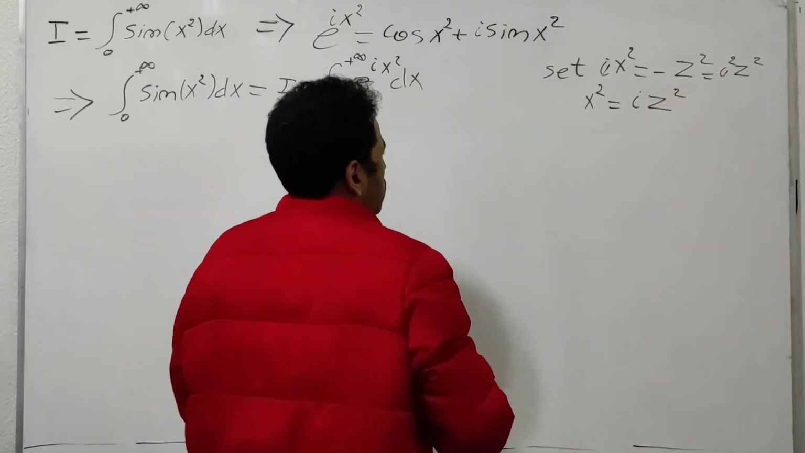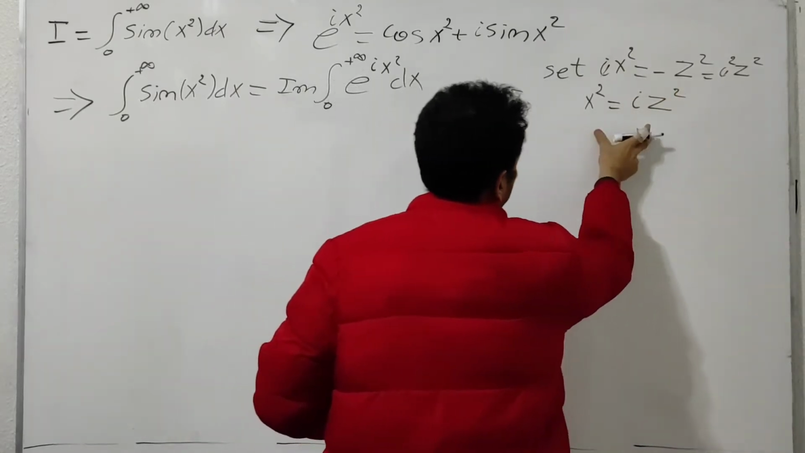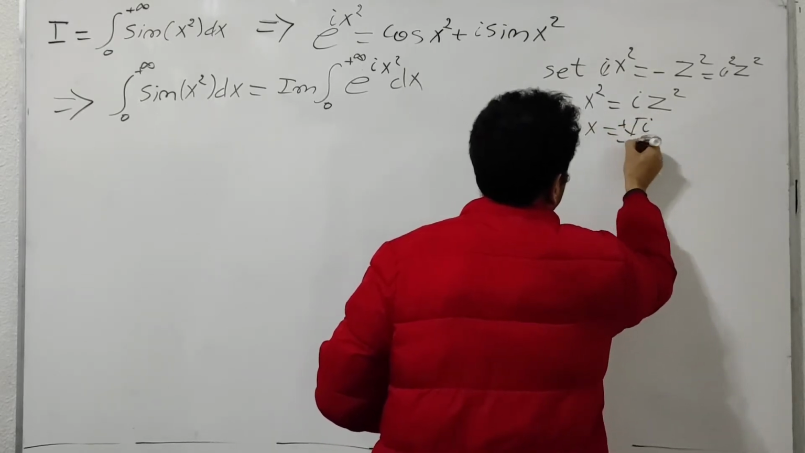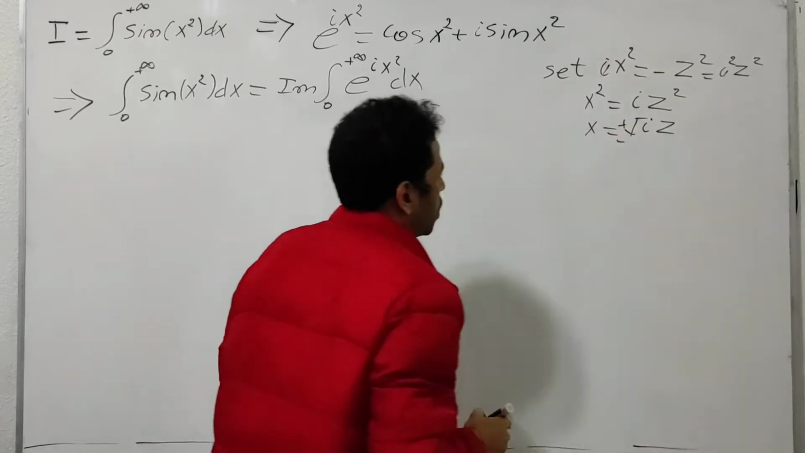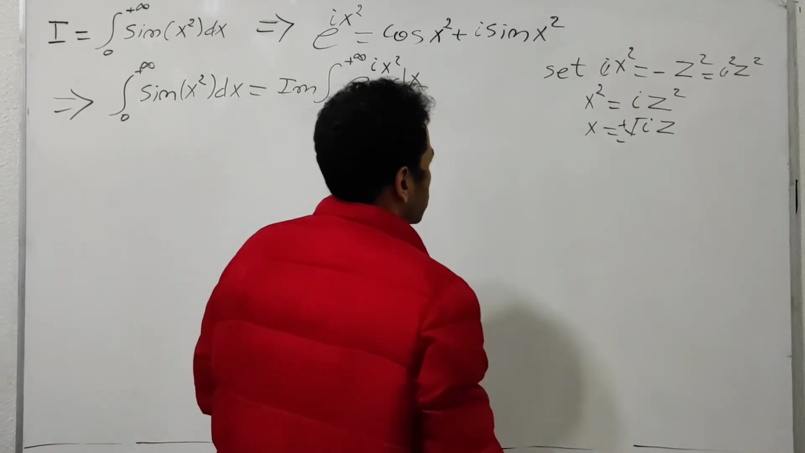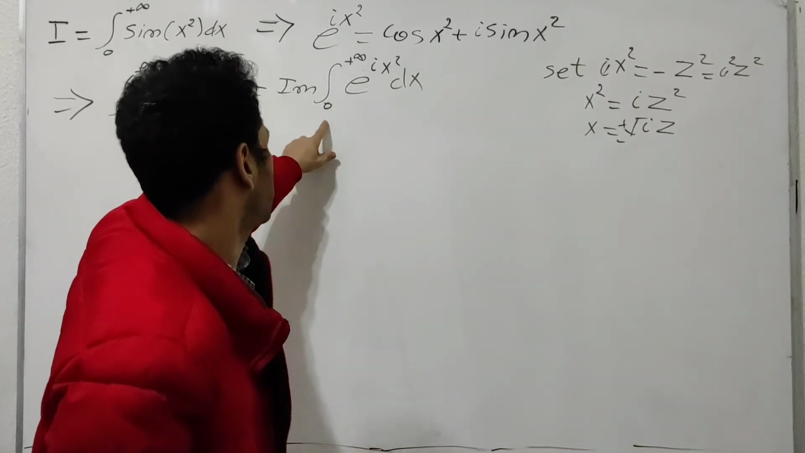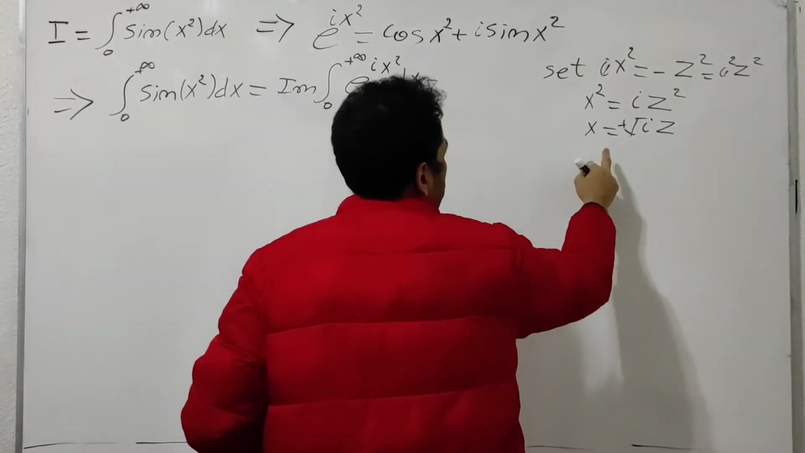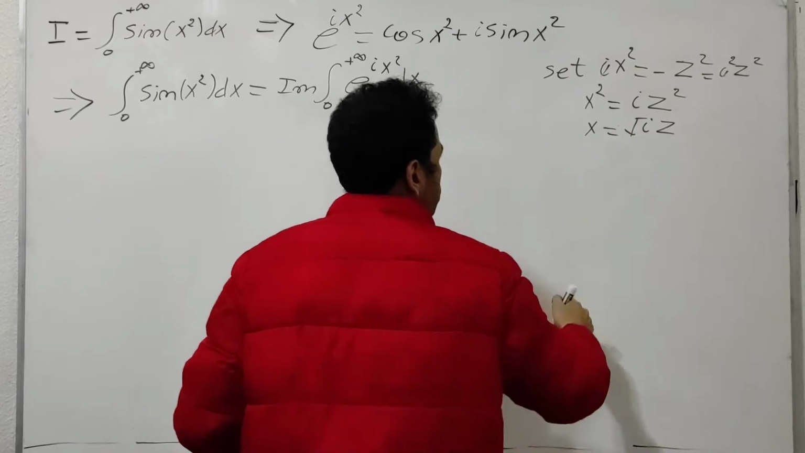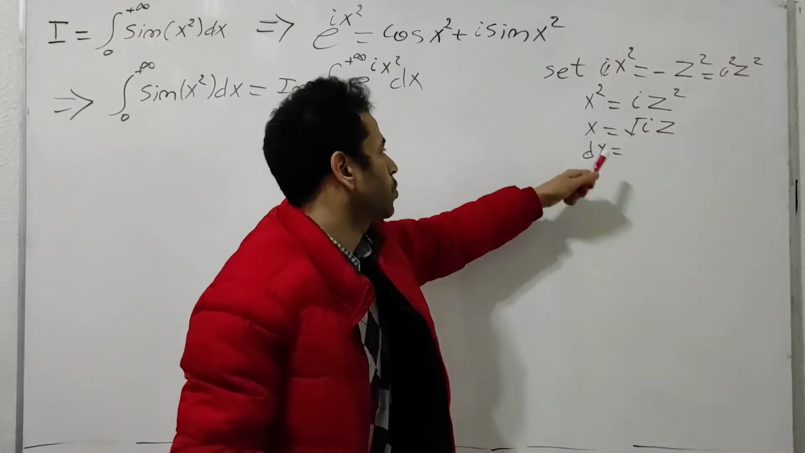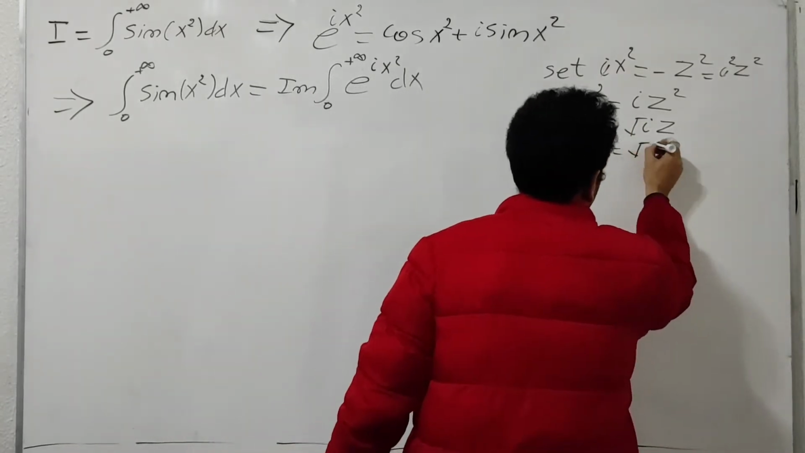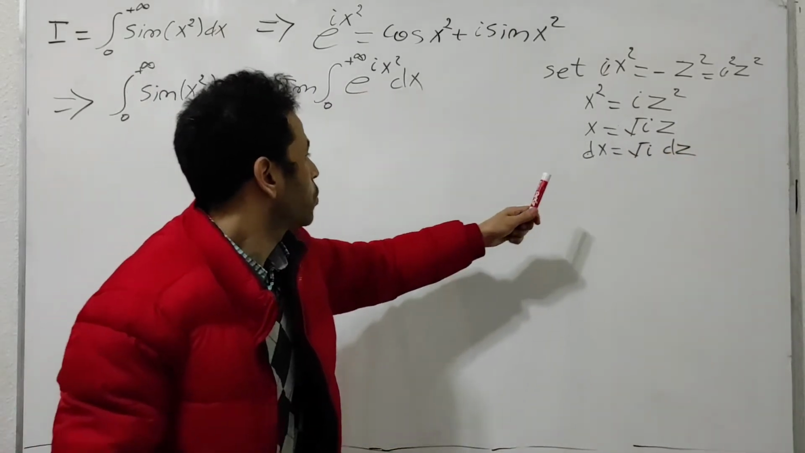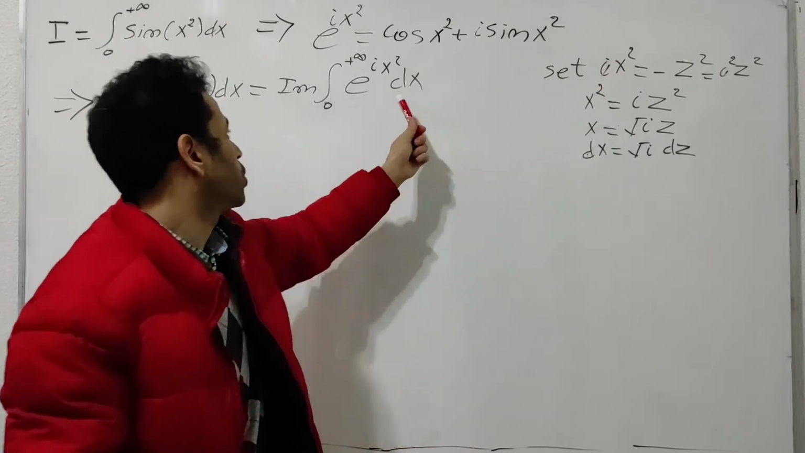Okay, by taking the square root on both sides, I will get x equals plus or minus square root of i multiplied by z. But since we are talking about positive numbers, because x goes from 0 to plus infinity, we don't need the minus sign, so this one becomes plus. I'm going to take the differentiation of this one. I will get dx equal to square root of i dz.